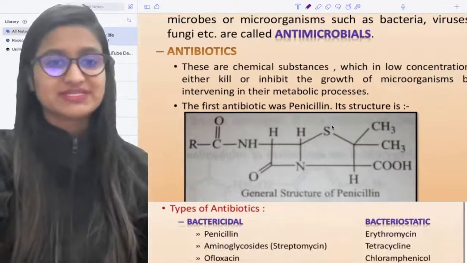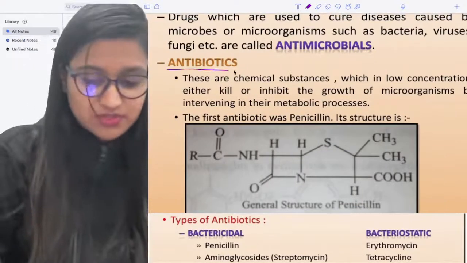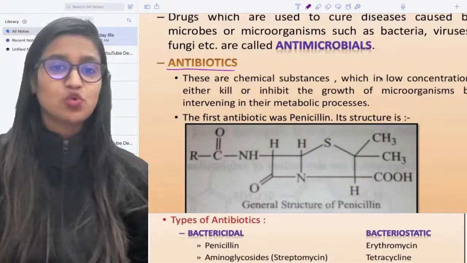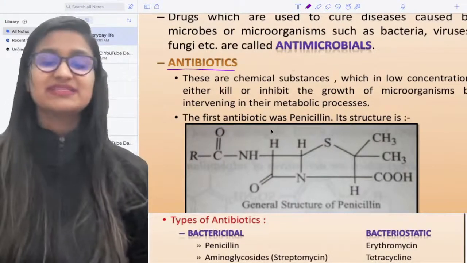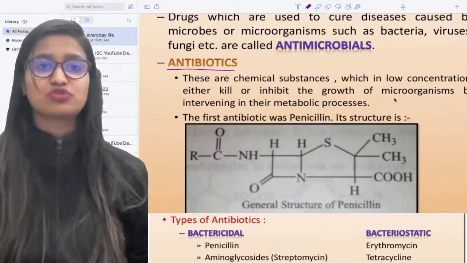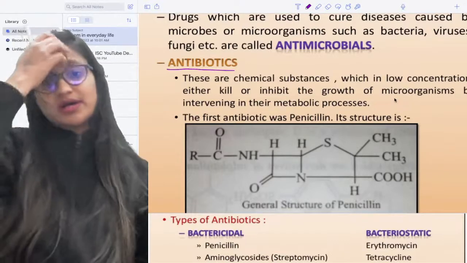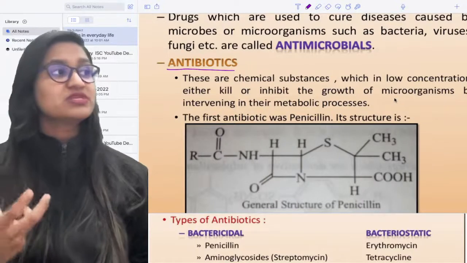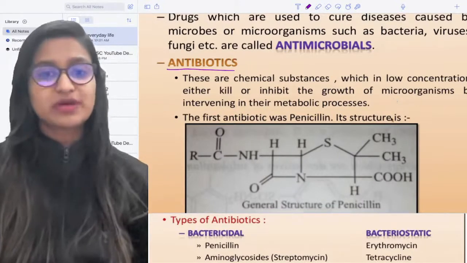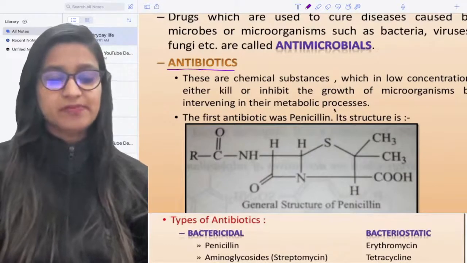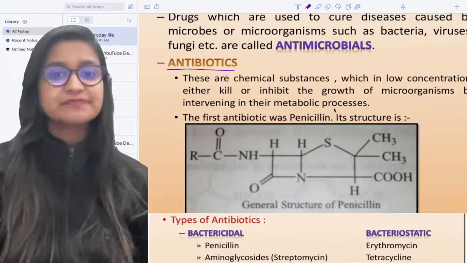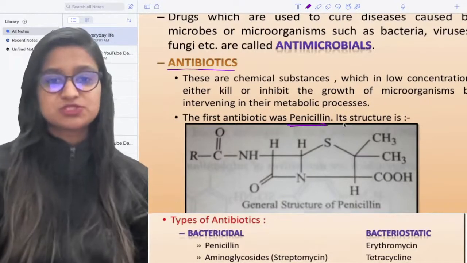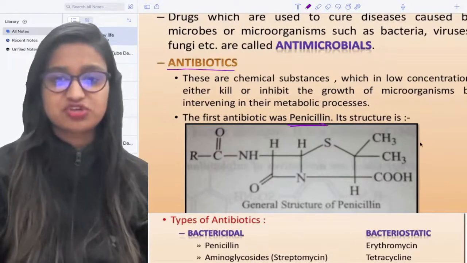So yes, now the next thing is antibiotics. What is it? It is antibiotics. These are chemical substances which in low concentration either kill or inhibit the growth of microorganisms, by intervening with their metabolic processes. The first antibiotic was penicillin. Which was it? It was penicillin, and you can see this is the structure of penicillin.